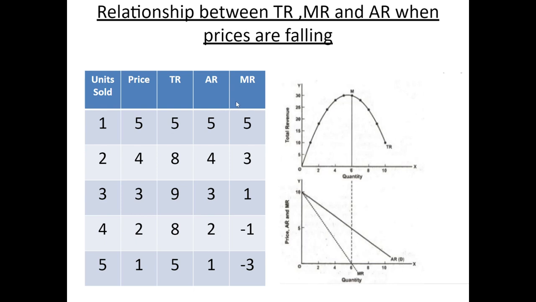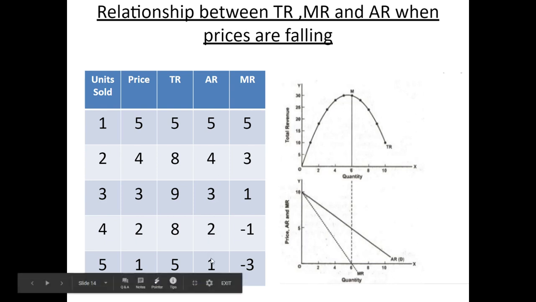Let's look at the AR and the MR values. Both AR and MR are falling, as you can see. However, the rate of fall of MR is more than the rate of fall in AR. MR is decreasing from 5 to 3 to 1 to becoming negative. However, AR is decreasing gradually and it has not become negative, neither 0.